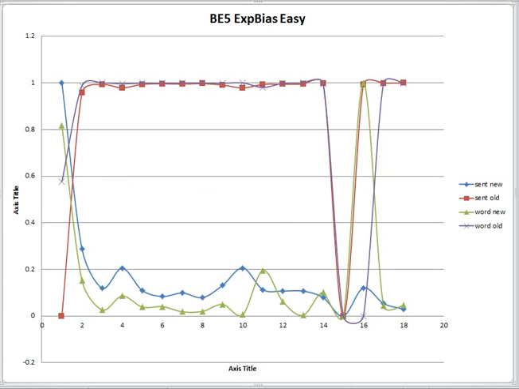Okay, so here's some of the analyses that I did. The first set of analyses use paragraph as units. You're looking at some curves for BE5 ExpBias easy. The x-axis is sequence, so paragraph by paragraph. The y-axis is essentially cosine. The four curves are sentence new, sentence old, word new, word old.